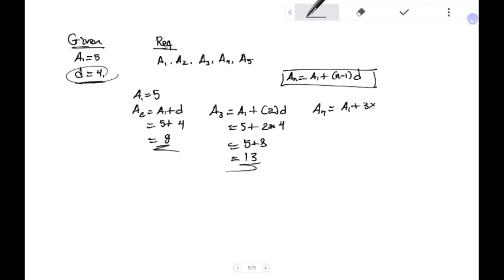a4 equals a1 plus 4 minus 1, 3 times d, no? So a1 is 5, plus 3 times 4. 5 plus 12, that is 17. Okay.